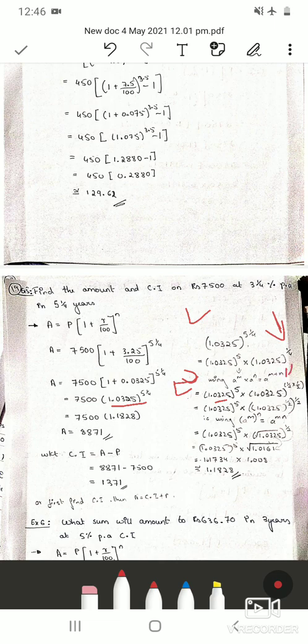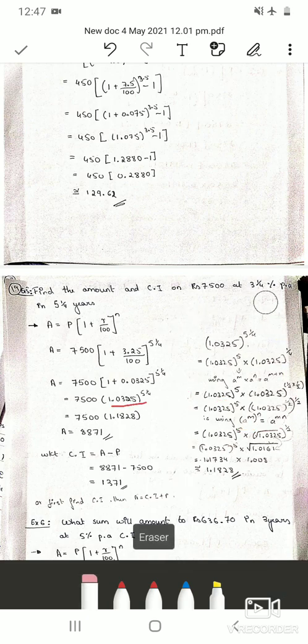Now why am I writing 1 by 2 into 1 by 2? Because we know 1 by 2 power is nothing but square root, which we can solve in our calculators. So again I'll be using the law a raised to m whole raised to n is a raised to m into n. Now we have a raised to m into n, we will express it as a raised to m whole raised to n. So this term is as it is. So this term will be 1.0325 whole raised to 1 by 2 and this whole thing raised to 1 by 2.